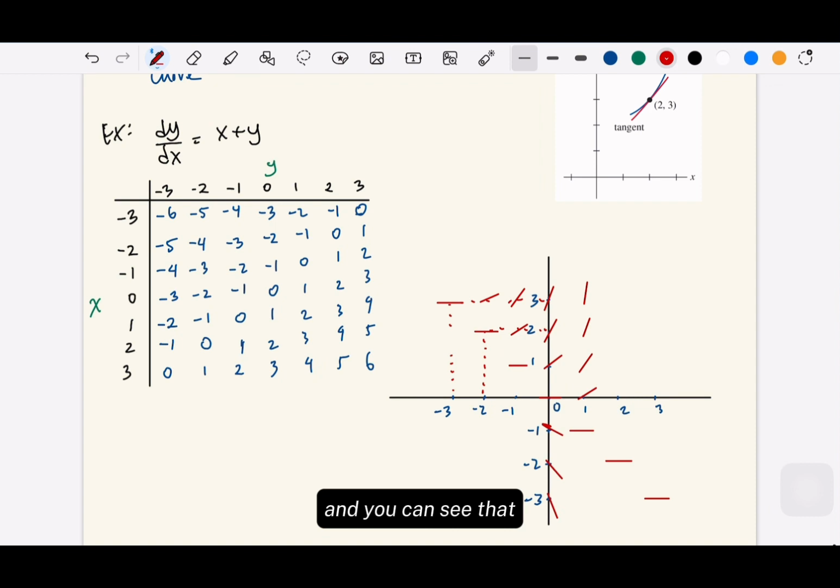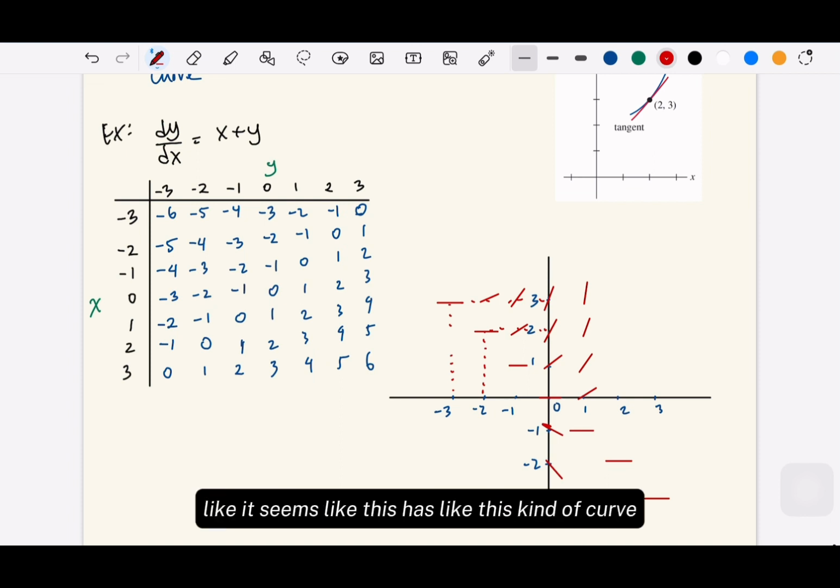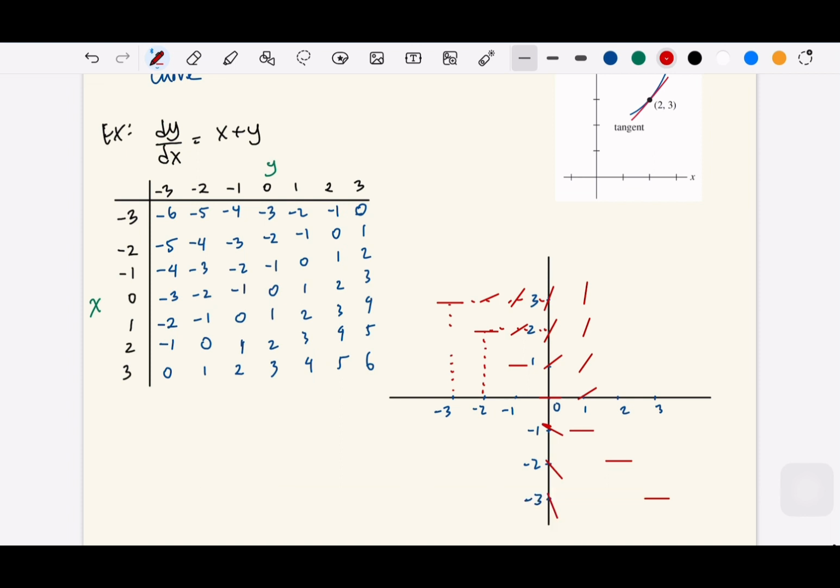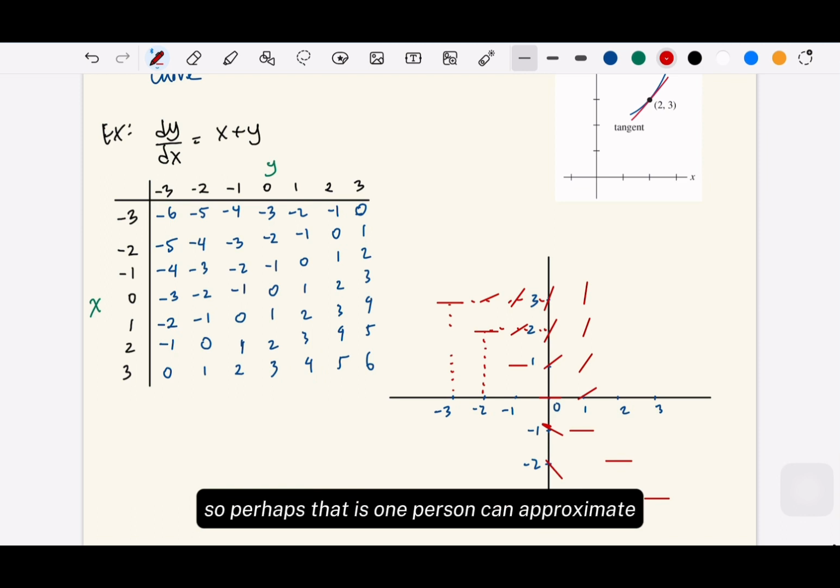And you can see that we could somehow try to fit some curve. It doesn't necessarily need to be that all the slopes get in contact with the solution curve, but you can see the patterns. It seems like it has this kind of curve. So perhaps that is one curve that you can approximate. And this is just an approximation, using the graphics.